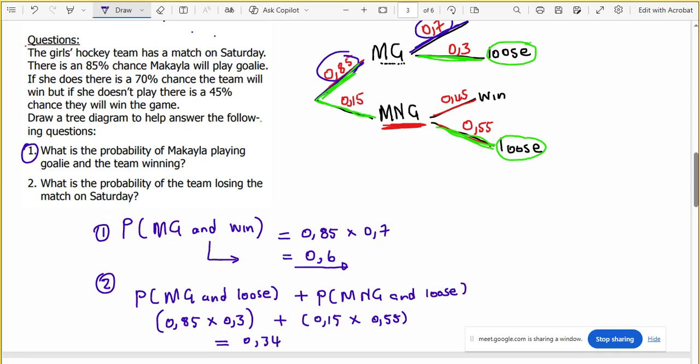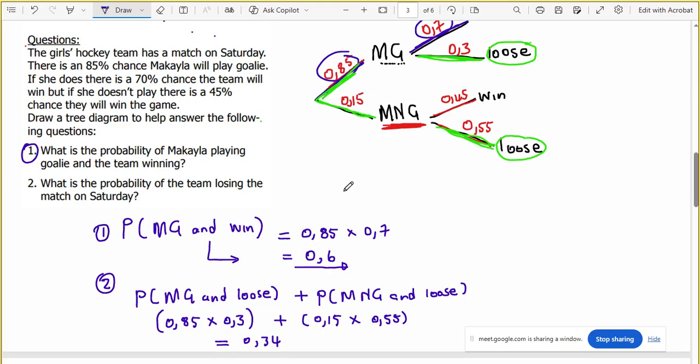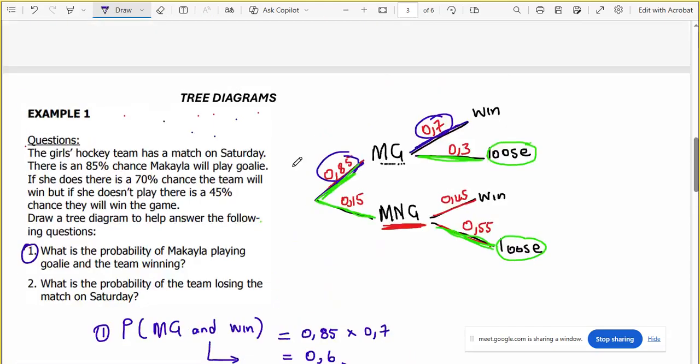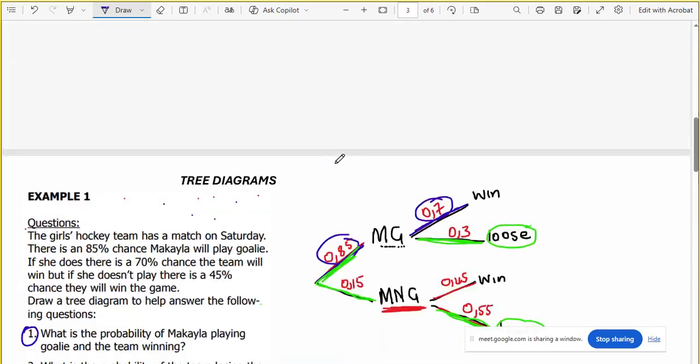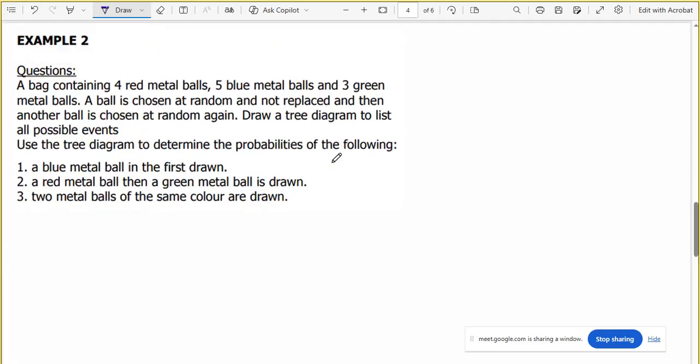Okay, you get it? Yes. If you don't read questions correctly, you're going to have problems, okay? That's it for this question. This was an easy one. Let's move to the next question.